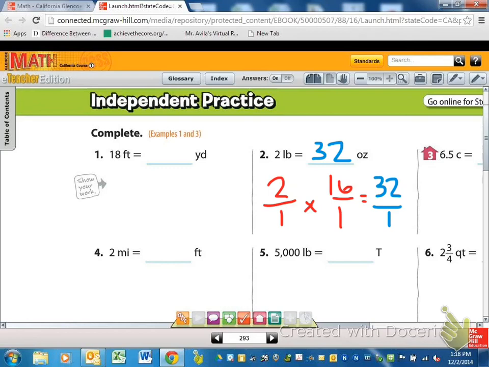So they really need to use that chart to make sure and see if they're going from left to right, from large to small, or from right to left, small to big. Hopefully this helps, and we'll see you soon.